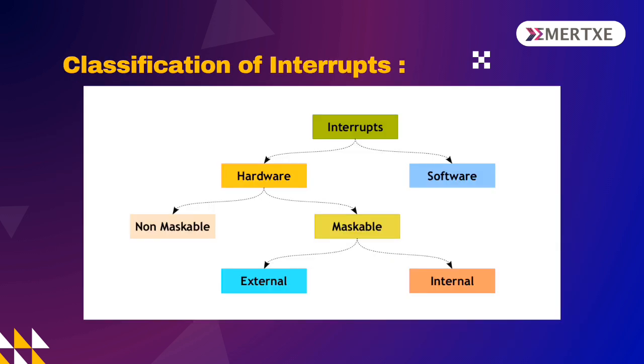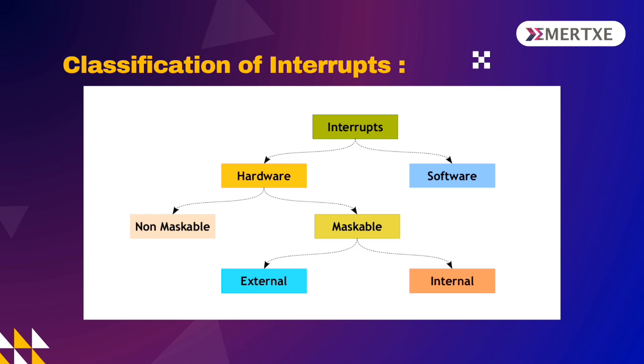Classification of interrupts. They are mainly divided into two categories: hardware interrupt and software interrupt. First, hardware interrupts are generated by external devices like keyboards or timers. These are further classified into non-maskable and maskable. Non-maskable interrupts are critical and cannot be ignored, like a power failure alert. Maskable interrupts are those which the CPU can choose to ignore or delay.